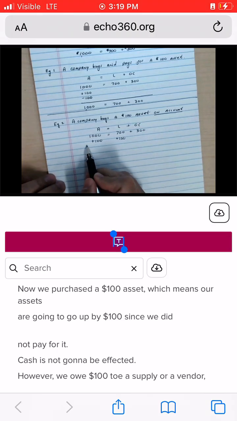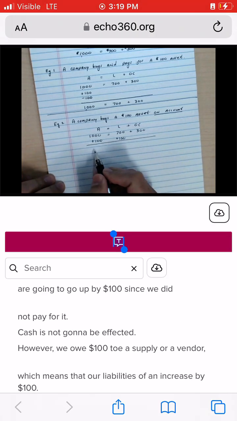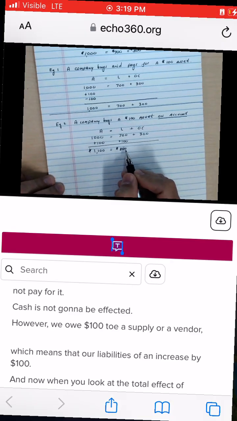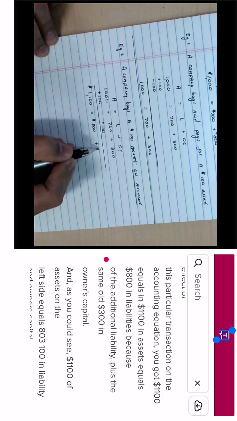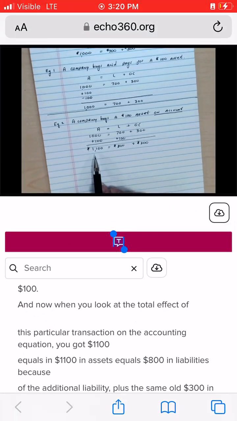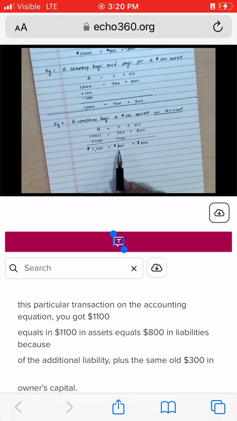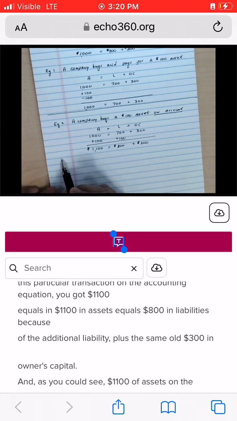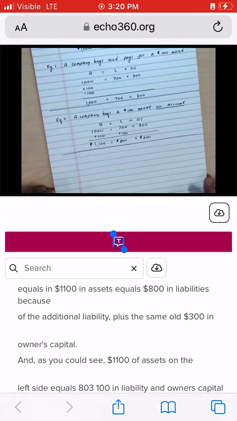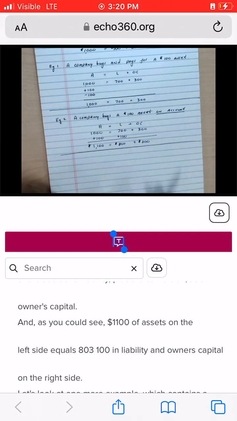And now, when you look at the total effect of this particular transaction on the accounting equation, you got $1,100 in assets equals $800 in liabilities because of the additional liability, plus the same old $300 in owner's capital. And as you can see, $1,100 of assets on the left side equals the 800 and the 300 in liability and owner's capital on the right side. Let's look at one more example, which contains a little bit of both of each of these two examples.